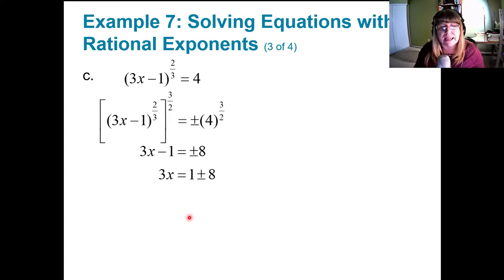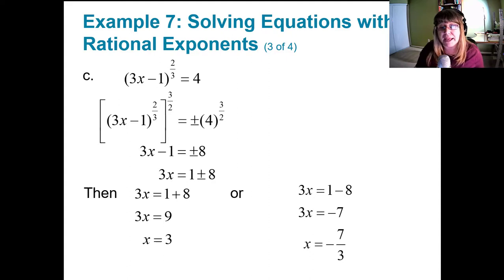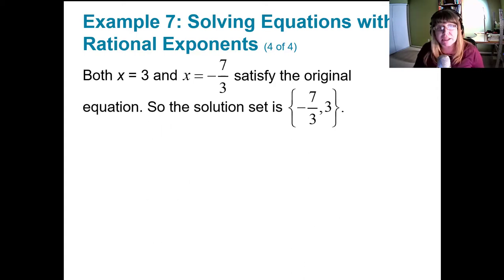And ultimately, we're going to get a possible answer of 3 or a possible answer of -7/3. We want to plug these in and make sure that these answers work. I'm going to let you work on verifying that these are indeed the solution set, but yes, they are -7/3 and 3.